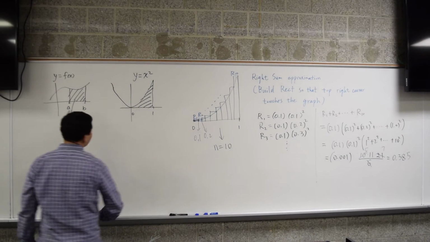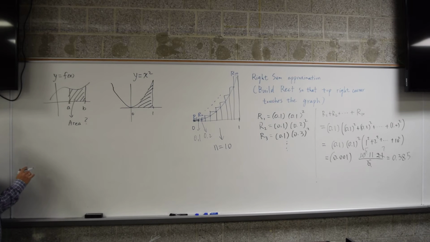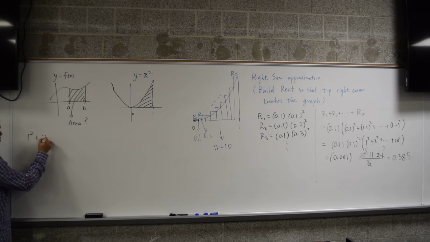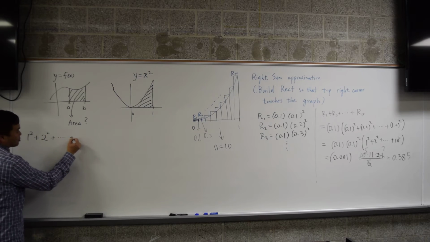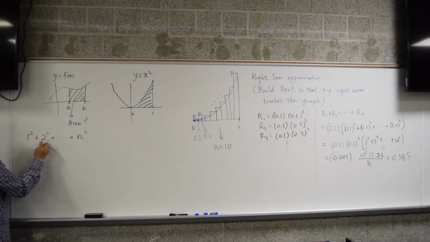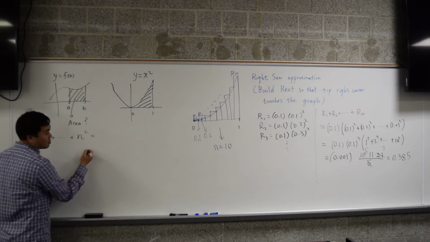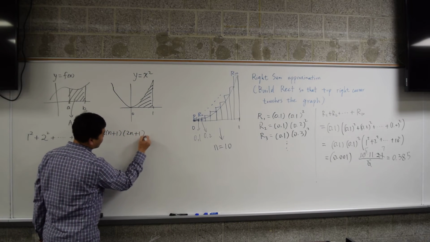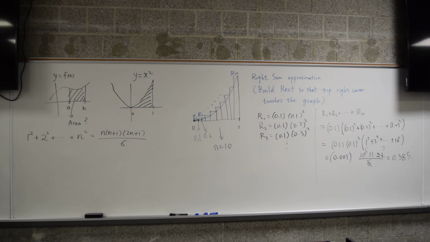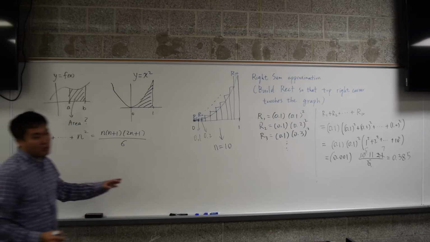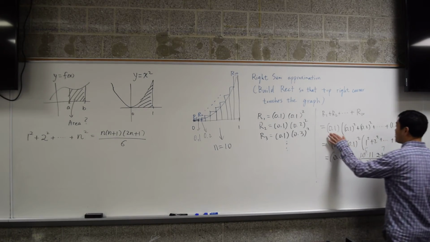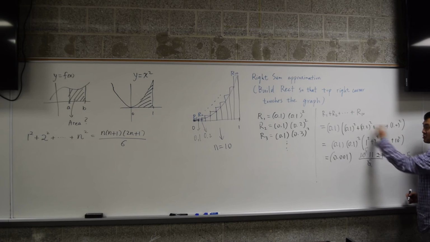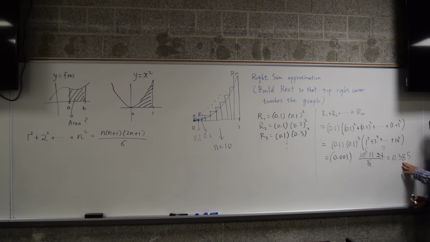That last part I'm not requiring you to know, but it's something nice to know if you are good with math. What I'm trying to say is that if you have 1 squared, 2 squared up to n squared, this answer becomes n times n plus 1 times 2n plus 1, over 6. Okay. So that's a nice formula. But you don't have to worry about that part. All I'm saying is that suppose you had a calculator and you had enough time and you plugged everything in, you would get 0.385. Okay.